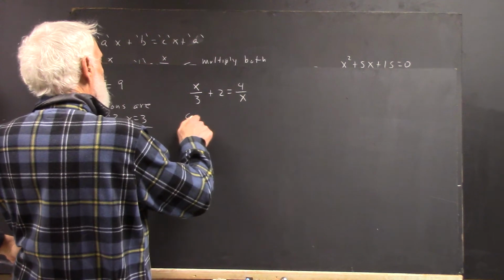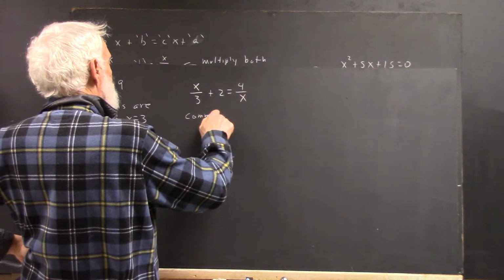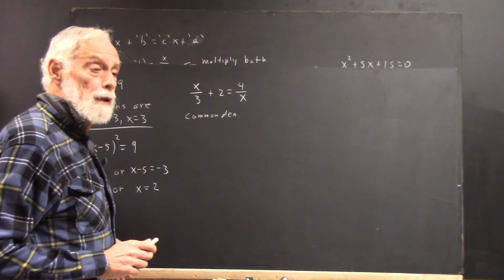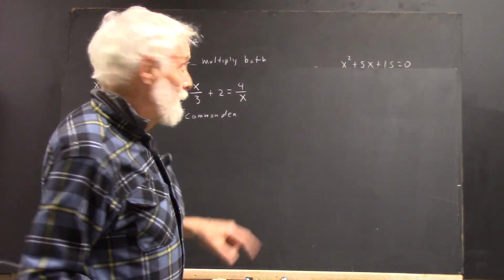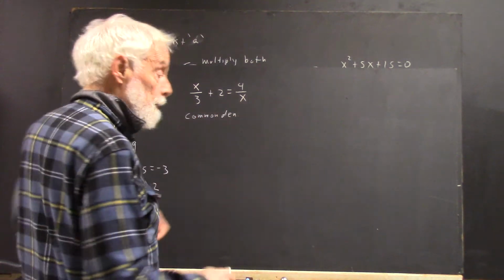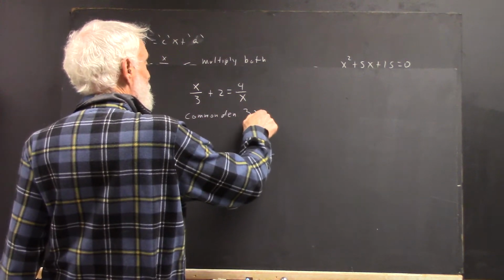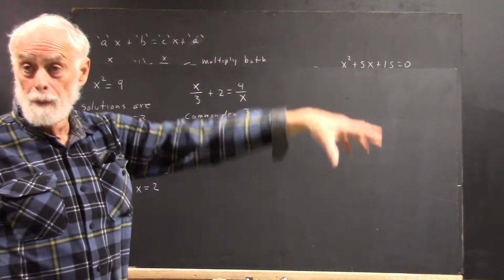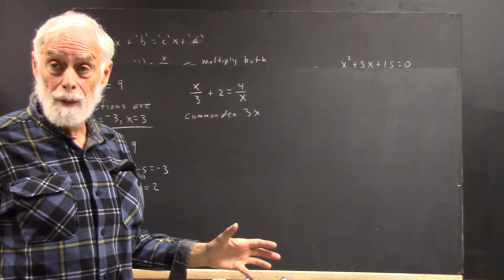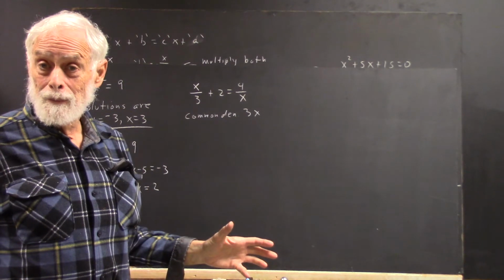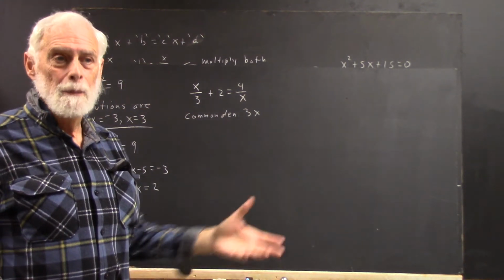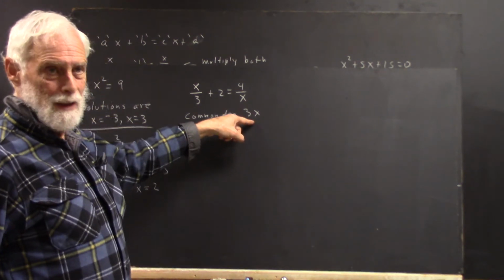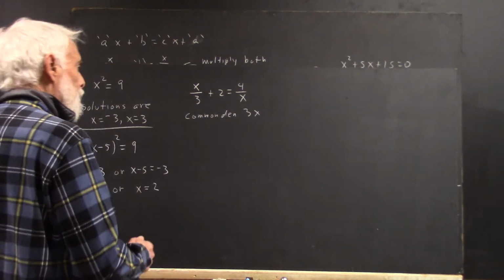Okay, so the common denominator is what? 3x. You've got a denominator here, you've got a denominator here. Remember, you can always multiply your two, or all your denominators, however many there are, and you get a common denominator. Now you want to get a little more careful about that and get a least common denominator, but there's no way to make you get a denominator any less than that.